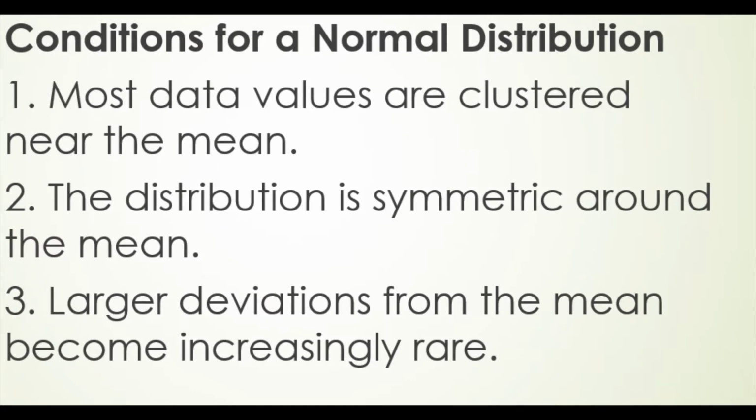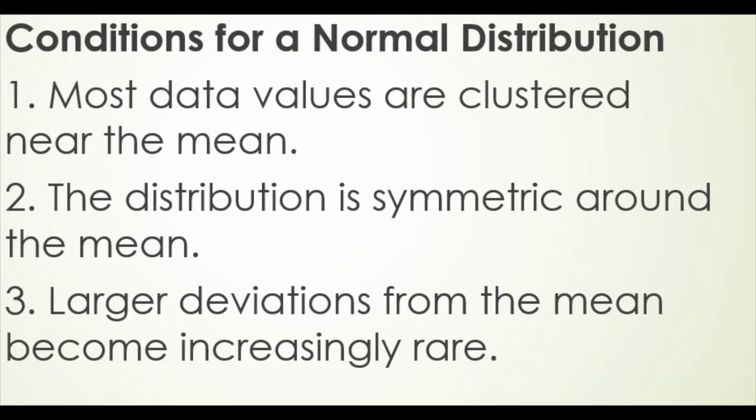So the conditions for a normal distribution. First of all, most data values are clustered near the mean. That's going to give it that well-defined single peak right around the mean. Two, the distribution is symmetric around the mean, meaning that the data values are distributed evenly on both sides of the mean. So you don't have a long tail on one side and not the other. It's symmetric on both sides of this peak that represents the mean, median, and mode.